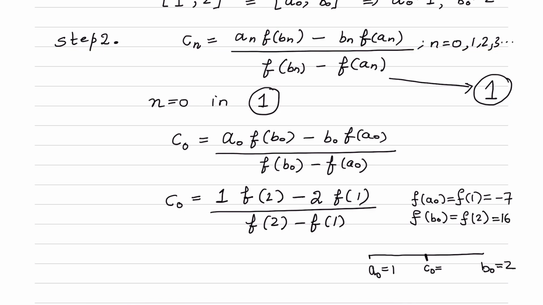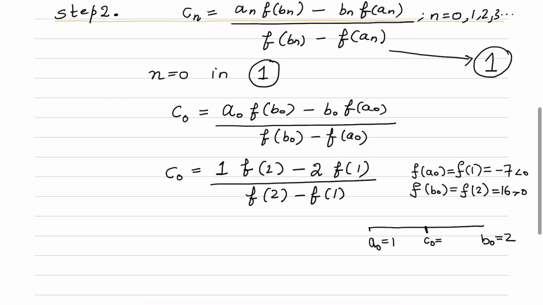So A naught and B naught makes up an appropriate interval because f of A naught is negative and f of B naught is positive. Now we are going to find the point C naught, which is somewhere in between A naught and B naught. Unlike the bisection method, C naught here is not the middle point of the interval. It is somewhere in between A naught and B naught. Let's find the value C naught.